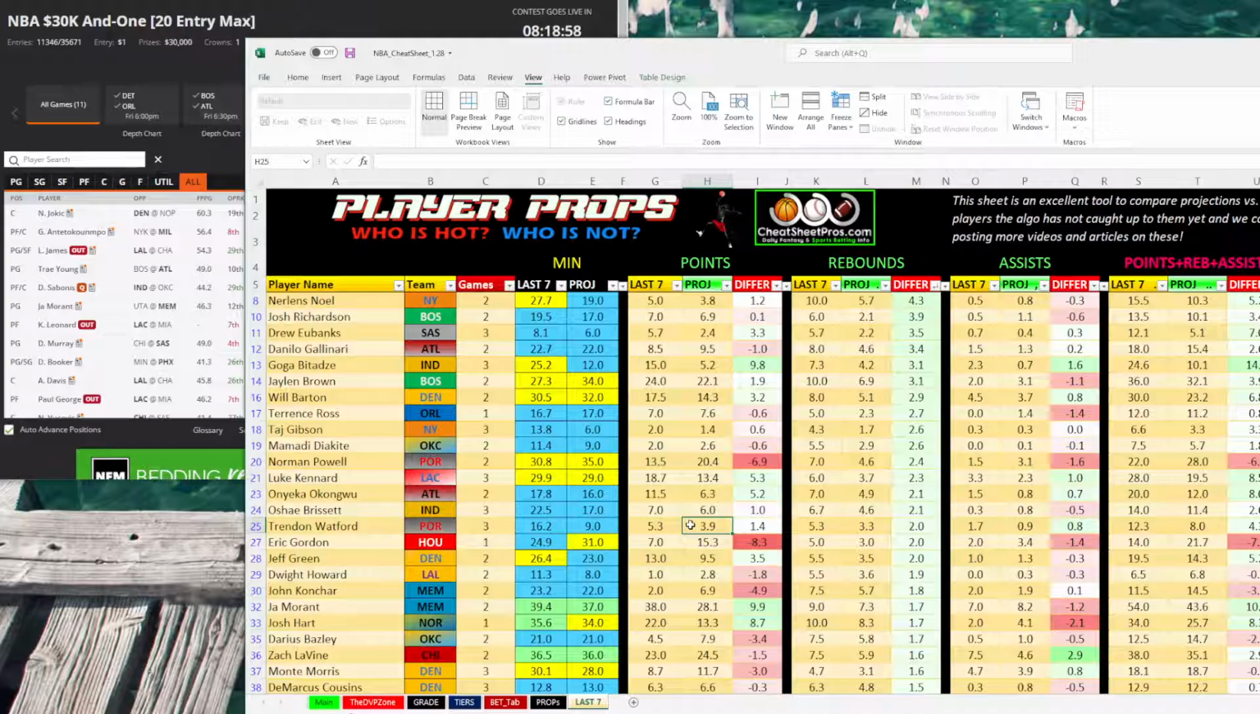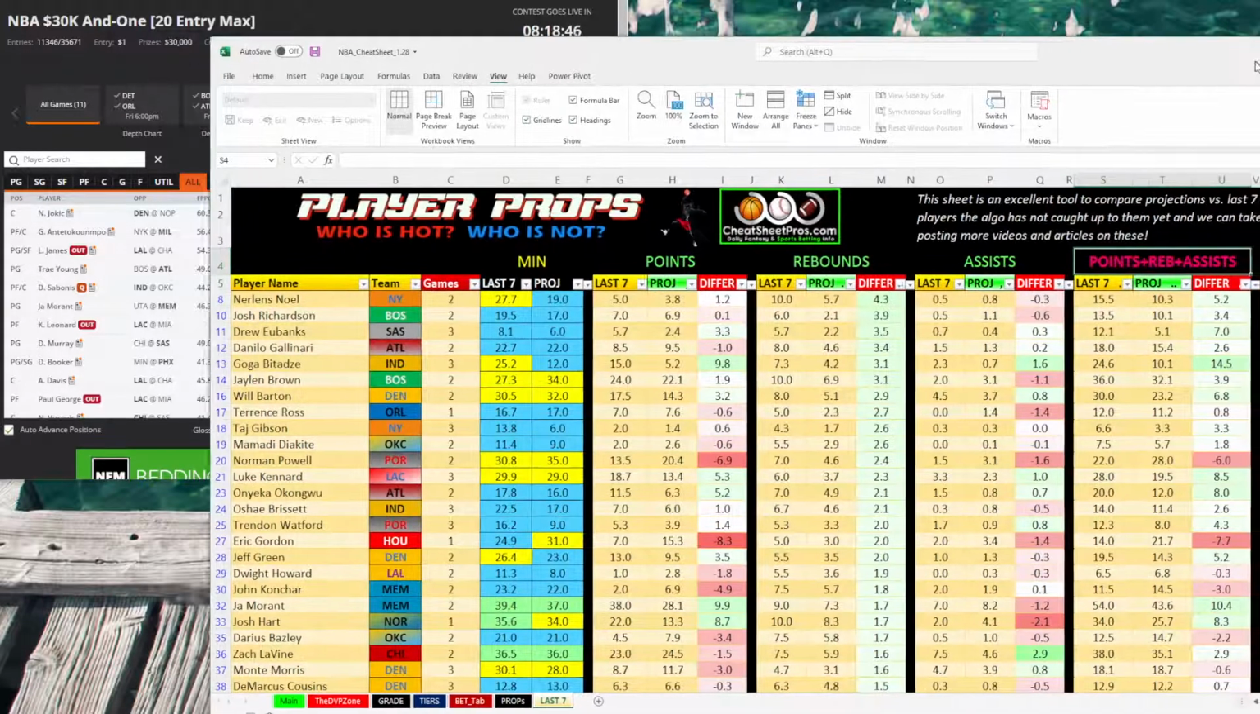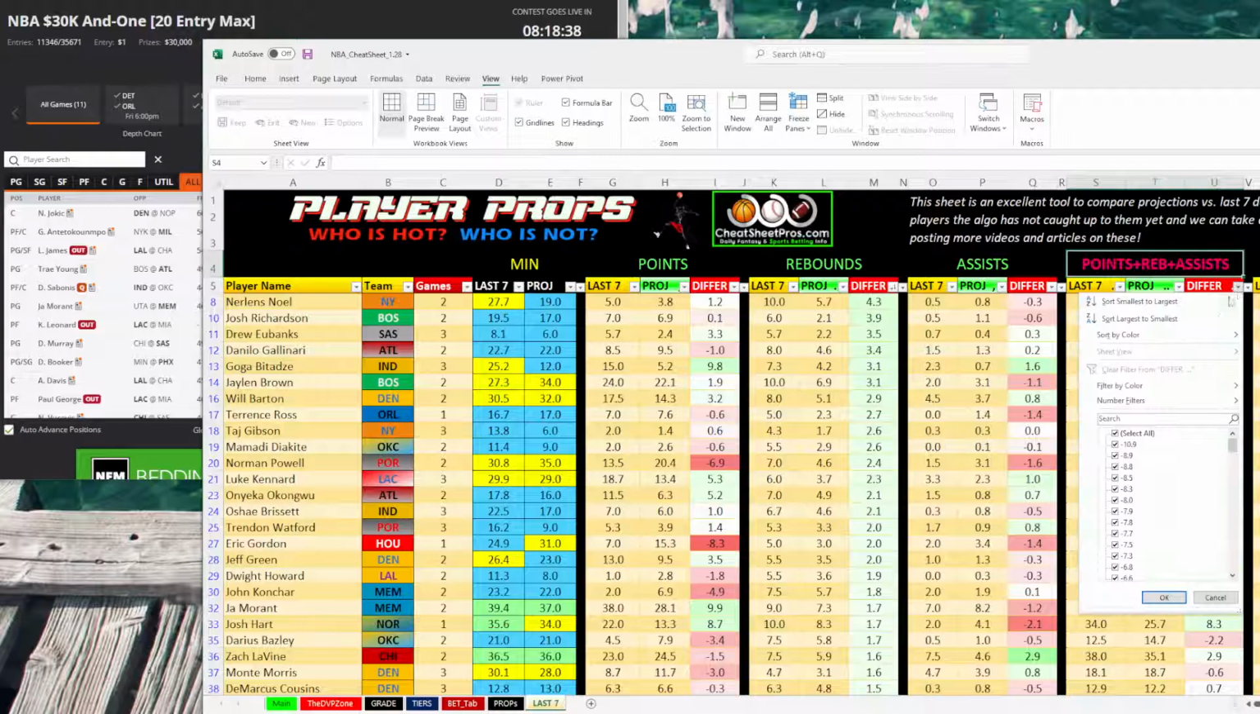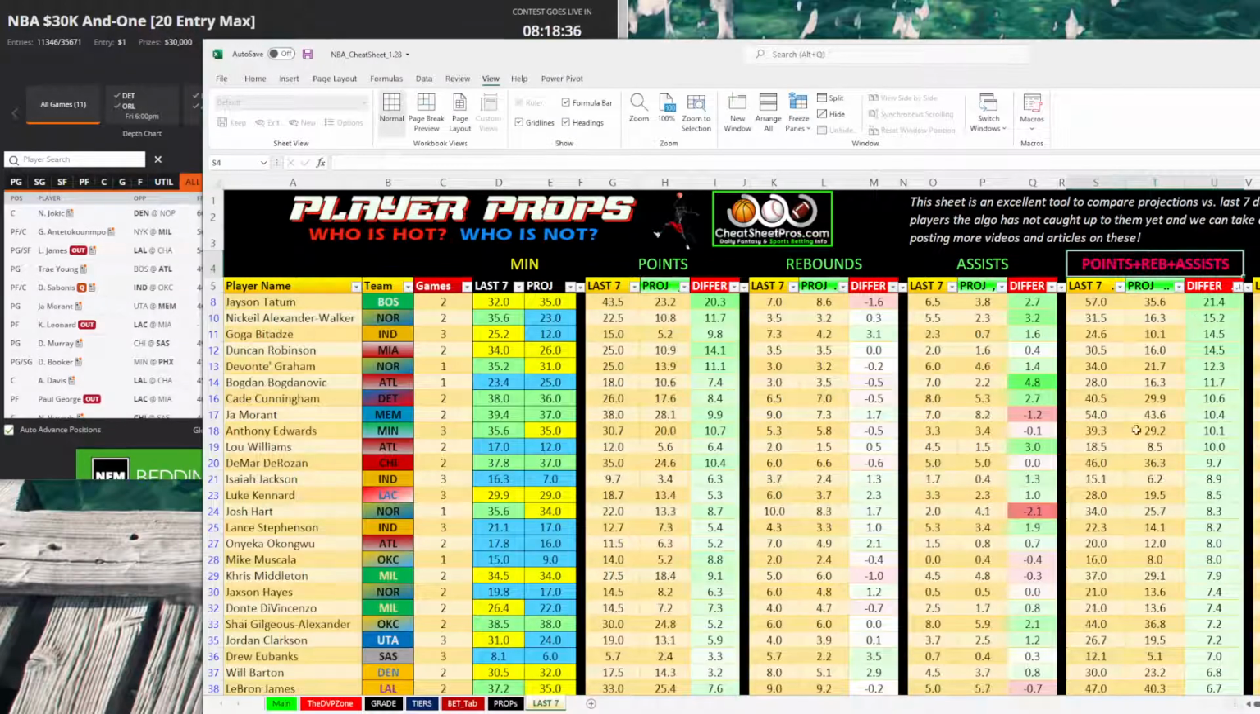When you open up the NBA cheat sheet, if you're just doing player props and you want the quickest way, go to this tab down here at the bottom called Last 7. Then you can see we've got points, rebounds, assists, and points, rebounds, assists. Let me scroll this over so you can see it a little better. I blew this up, so hopefully it's easier to see. I start at points, rebounds, assists, go to the difference column, and sort by largest, so I can see what they're doing the last 7 and what they're currently projected at today.